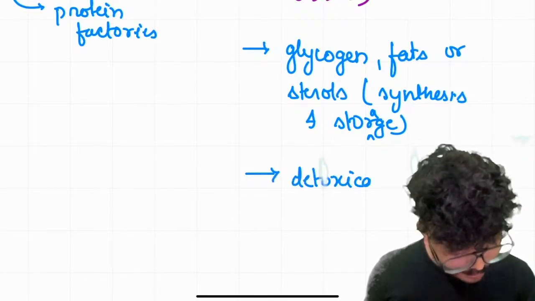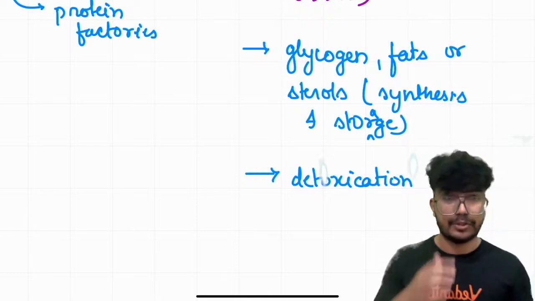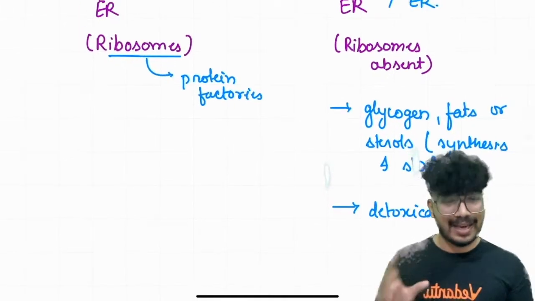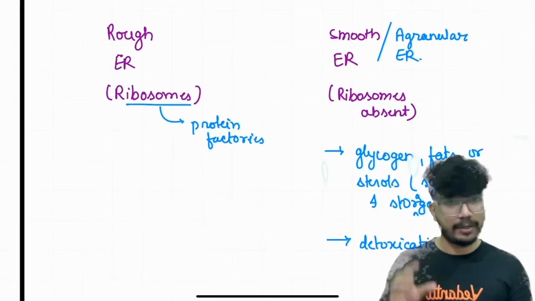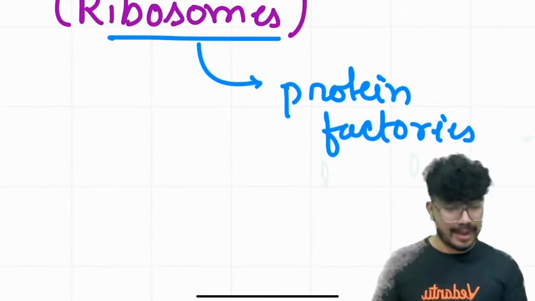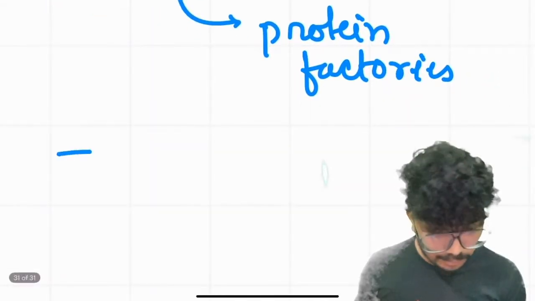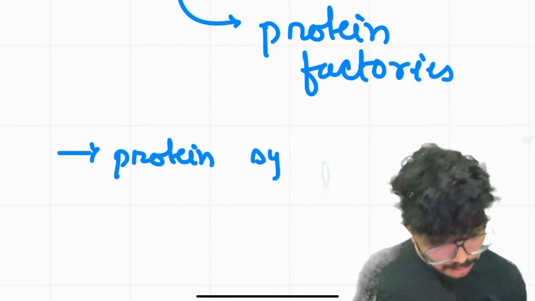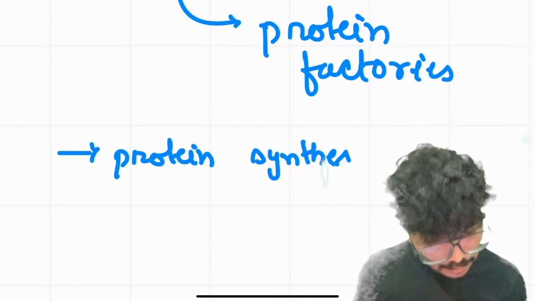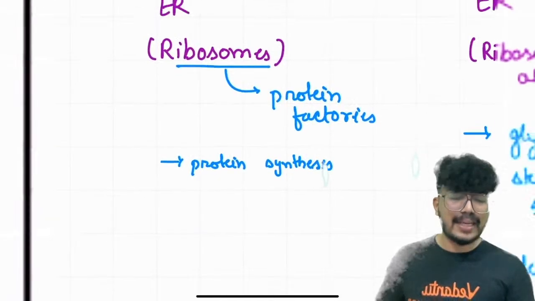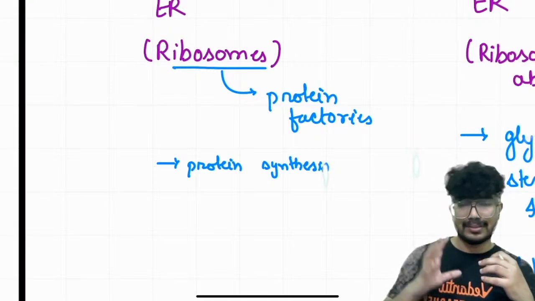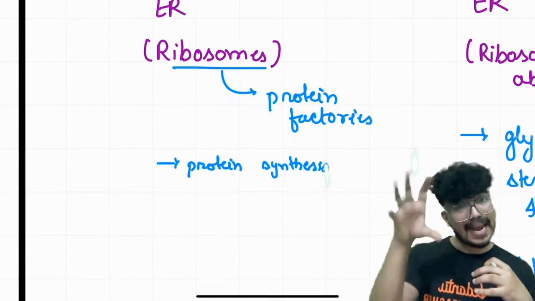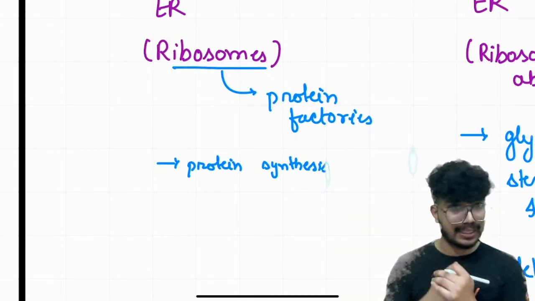It has certain enzymes that are involved in the process of detoxification. Now, talking about RER, rough endoplasmic reticulum, ribosomes are protein factories, so it is primarily involved in protein synthesis. Now, what is there in the RER that helps the ribosome attach to the surface of the ER, right?